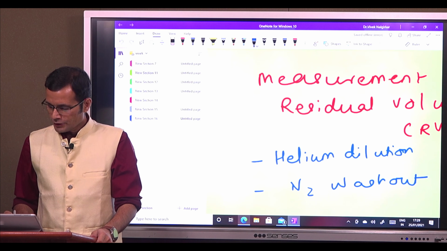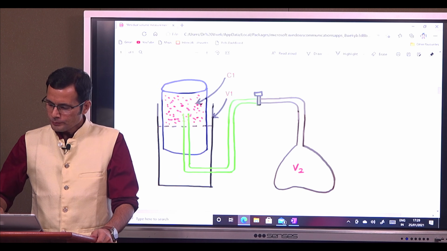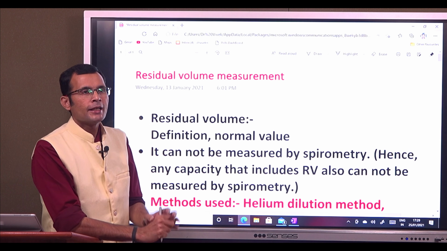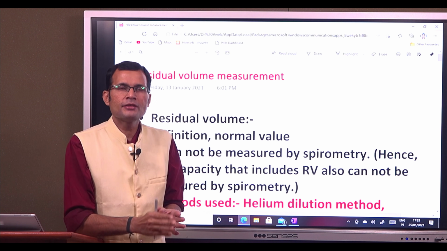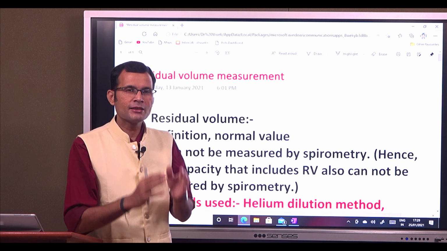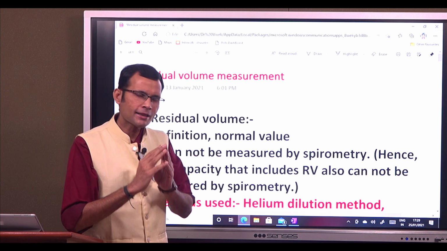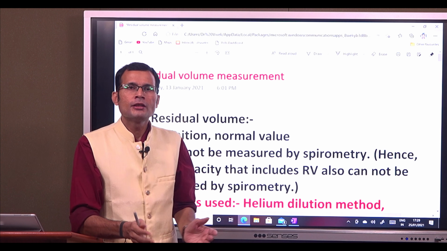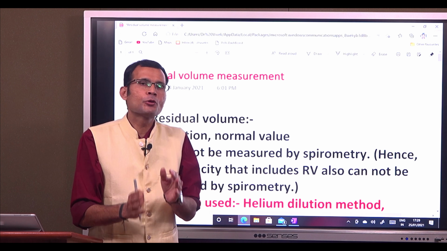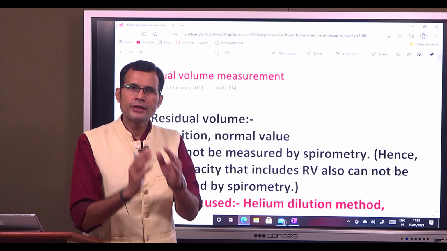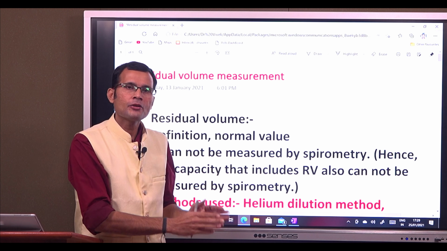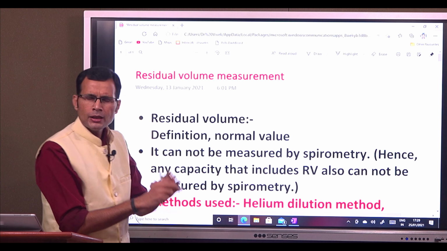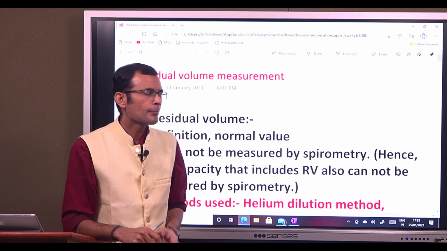So let's start from the very basics with defining the residual volume. What is the residual volume? It's the volume of air that remains in the lungs even after maximum forceful expiration. So when we breathe out maximally, even after that, some amount of air is always going to remain in the lungs, and that remaining air or volume is called the residual volume. Residual as in remaining. The volume is about 1200 ml.